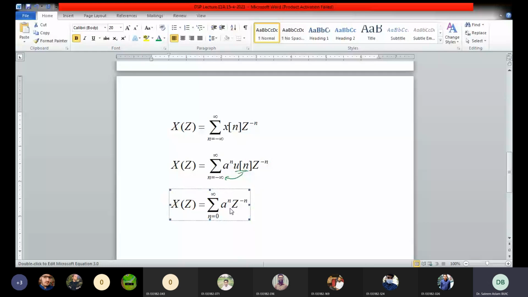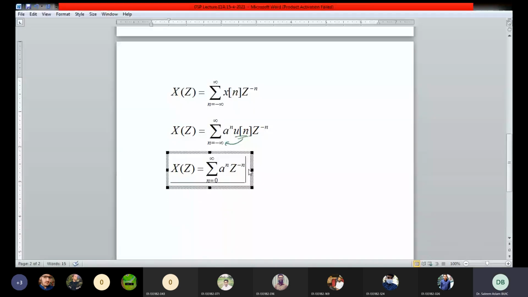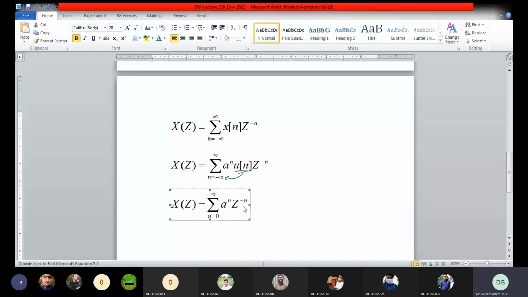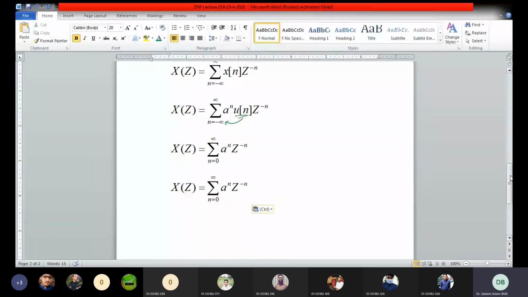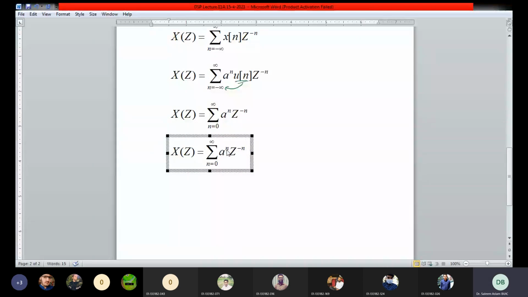So let me combine this in the same step. Okay, let me go to the next step. Next step, what we are going to do, we are combining these terms. We can write this as a z inverse to the power n.